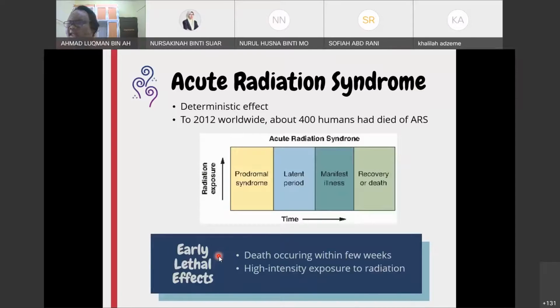Okay, this is acute radiation syndrome, the deterministic effect mentioned earlier. Up to 2012, worldwide, about 400 humans had died of acute radiation syndrome. There are 4 stages: the prodromal syndrome, latent period, manifest illness, and recovery or death. The early lethal effect, with deaths occurring within a few weeks, comes from high intensity exposure to radiation.